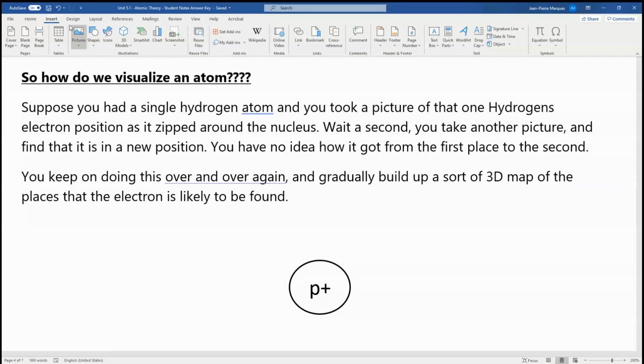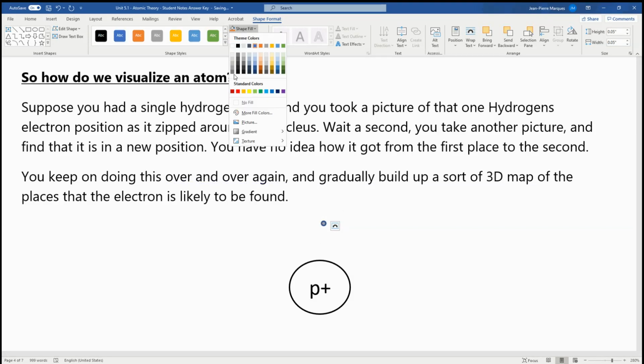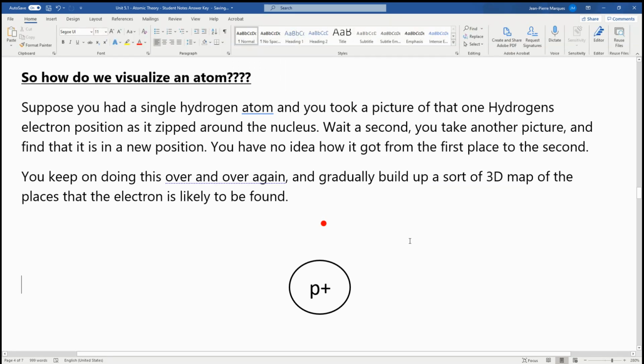Now, what we're going to do is a very simple thing. I'm going to take a picture of my electron at one moment in time. Let's just do a red dot here. Okay, so this is our electron. So I take a picture of my atom. There's my electron. Then I take another picture of my electron. Now it's over here. I'm going to superimpose the image, so I'm not resetting the image every single time. The new image is put on top of the image from before.